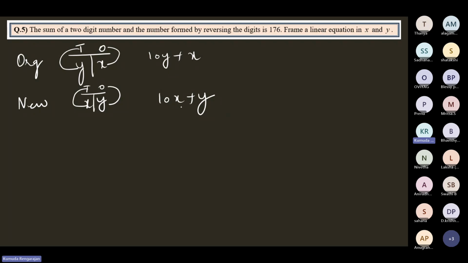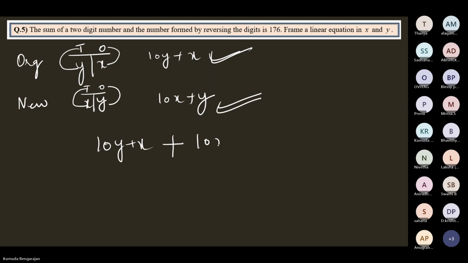What is given in the question? The sum of a two-digit number and the number formed by reversing the digits. Sum means they're adding two things. What are they adding? They're adding the original number and the new number. And what's the sum? 176.